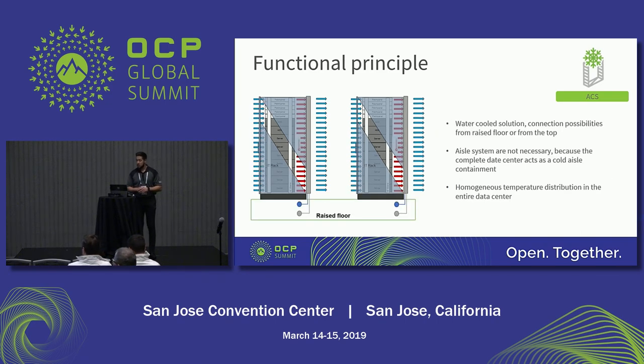As I mentioned previously, the whole system is a water-cooled solution, and the connection points are possible from the bottom and also from the top, but we recommend doing it from the bottom in case of leakage. If you have the connection points on the top and you have a leakage, all the water will fall down onto your servers and you have possible damage there. Also, the whole system acts as cold air, and we have a homogeneous temperature in our data center because the cold air goes in and the cold air goes back out on the rear.